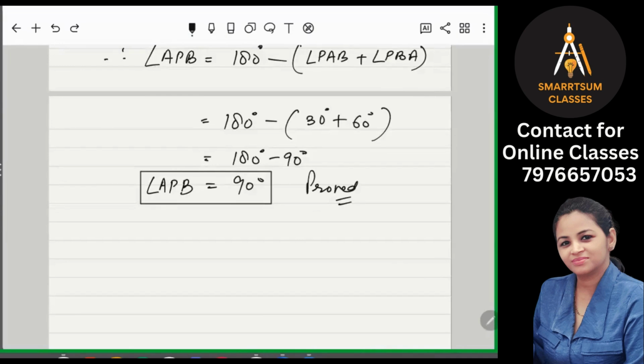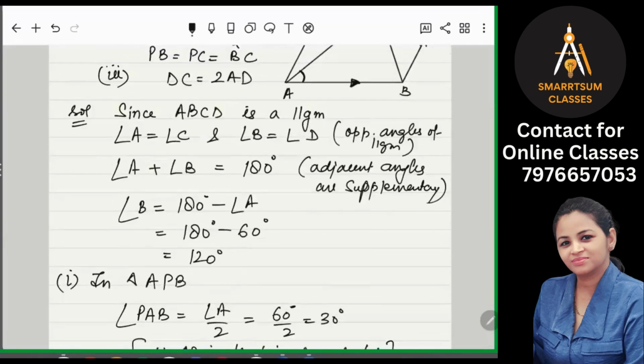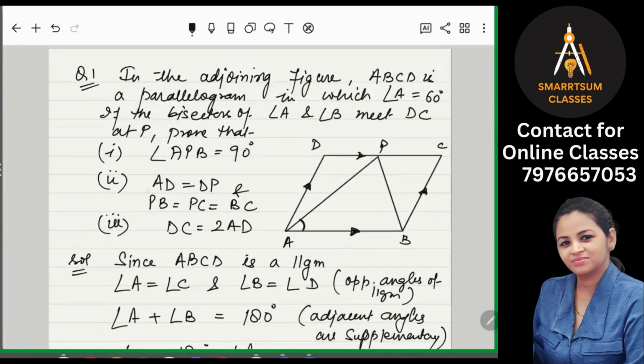Now, for the second part, what do you have to do? You have to prove that AD is equal to DP. AD is equal to DP means these two sides are equal, right? And PC is equal to BC means for this triangle, these two sides are equal, and for this triangle, all three sides are equal. We have to prove this.